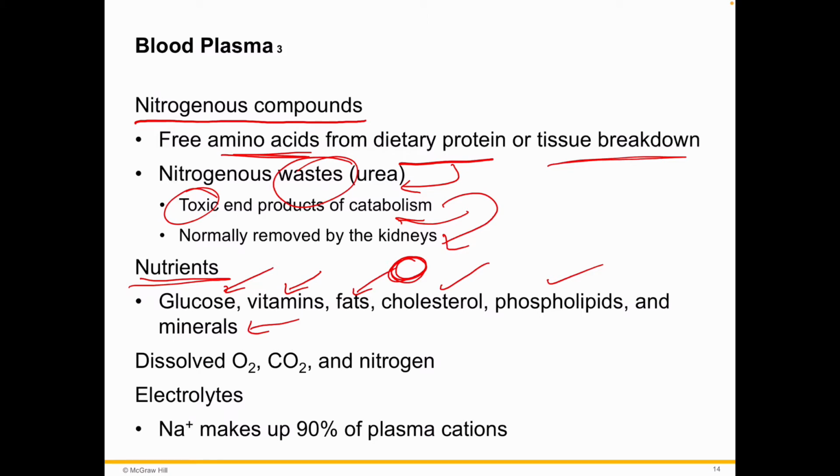Also, we're going to see some dissolved gases such as oxygen, as well as carbon dioxide and nitrogen in various states. Also in blood plasma, we'll see quite a few electrolytes. So these are charged particles. So sodium makes up 90% of what we're seeing in terms of cations in plasma. Remember, cations are positive, right?